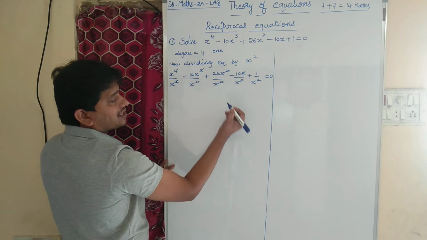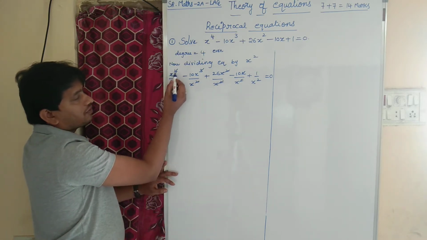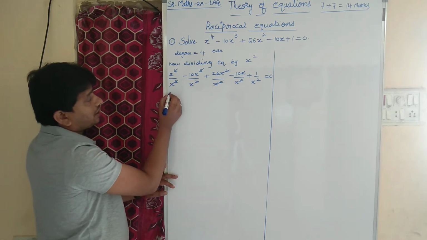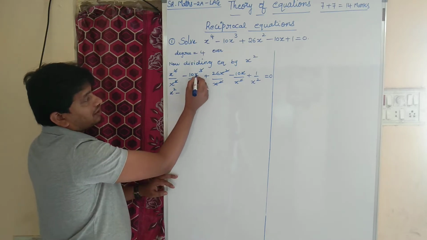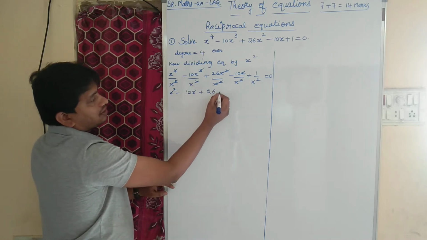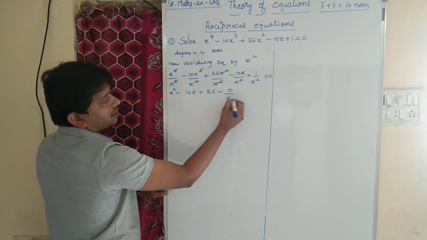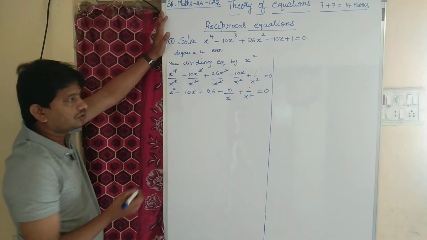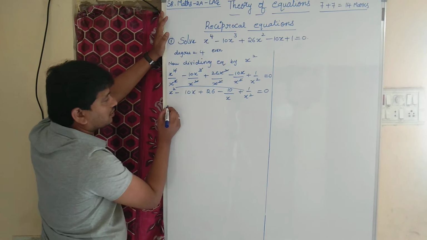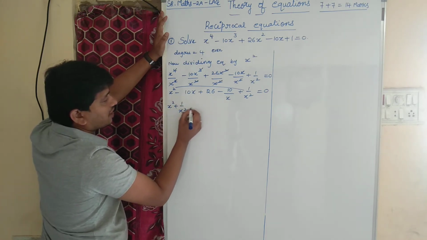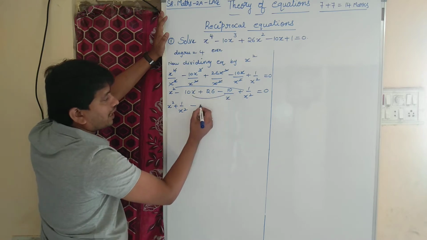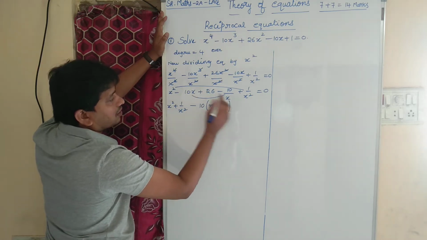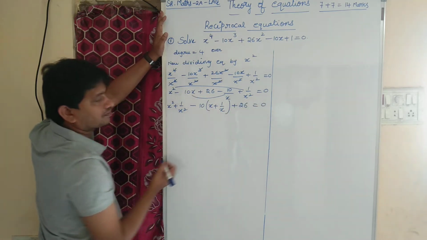Here x gets cancelled. Children, x to the power of 4 is nothing but x into x into x into x. We have two more x, right? Here this is x square minus 10 x plus 26 minus 10 divided by one more x will be here plus 1 by x square equal to 0. You write these two at once, that is x square plus 1 by x square, and among these two I can take minus 10 as common. I have here x plus 1 by x plus 26 equal to 0.